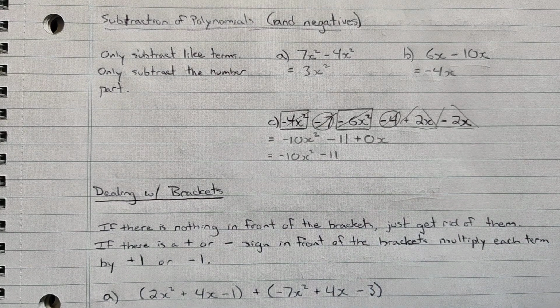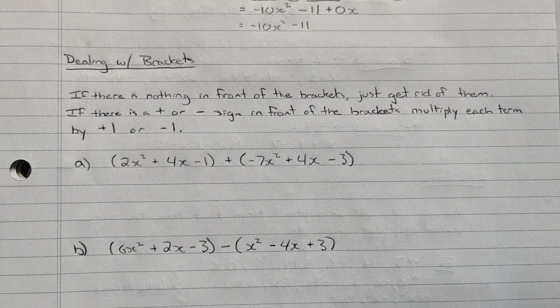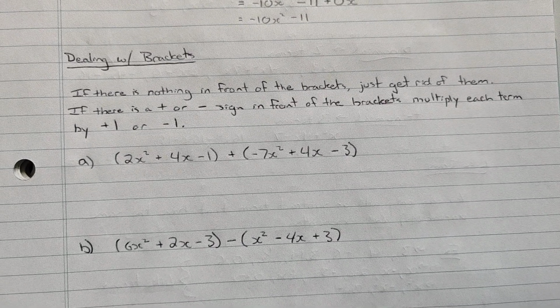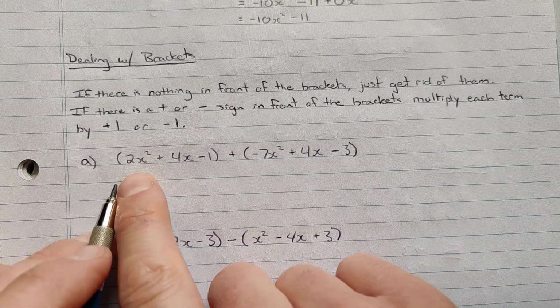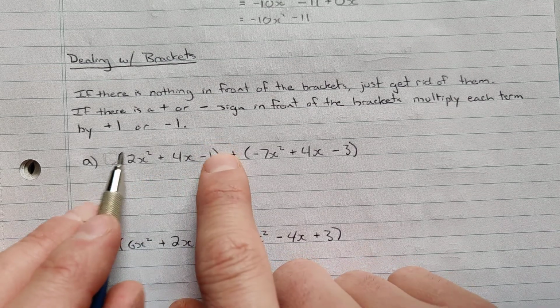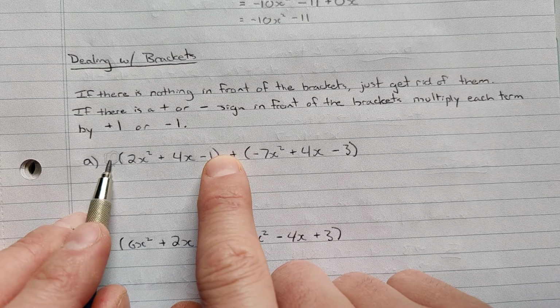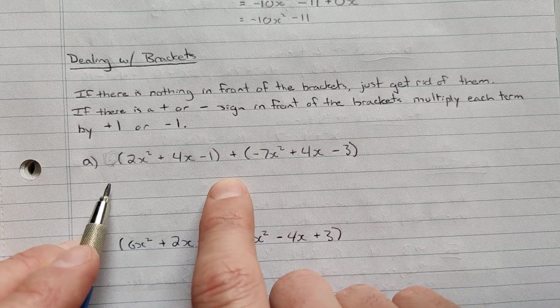Now the only other thing that comes up when we're working with adding and subtracting polynomials is brackets. They are used in a lot of questions to help organize pieces, or if we have 2 separate, distinct things that we're adding together. So there's 2 things to note. If there is nothing in front of the brackets, you just get rid of them. And so if we look at this example here, there's nothing in front of the brackets. Okay, this set of brackets, this is considered in front of it. So there's nothing in front of the brackets here, so we can just get rid of them.